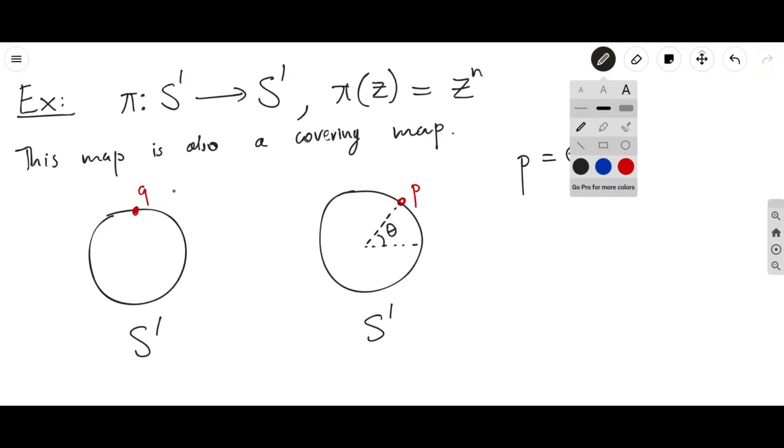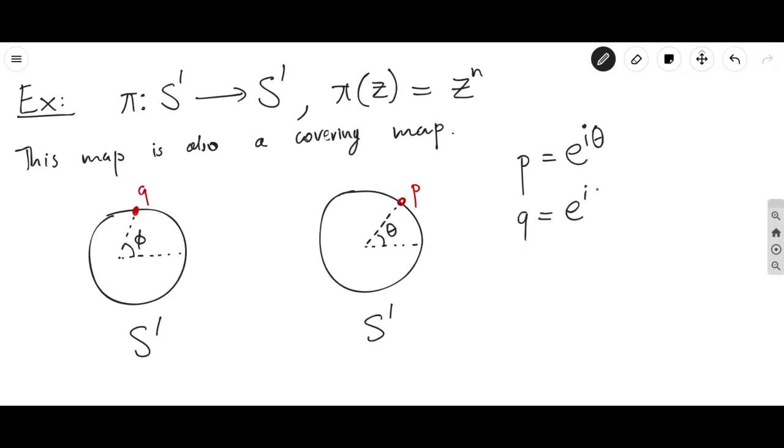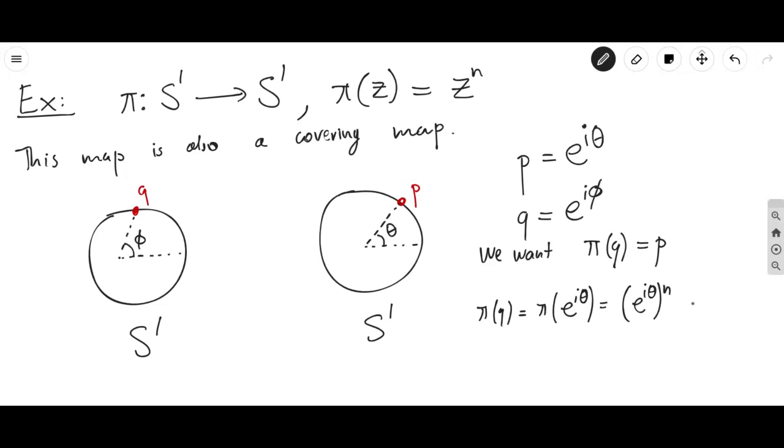Because that point is on the circle, it has its own angle, and let's call that angle phi. So Q can be written as e to the i phi. And we want pi of Q to be equal to P. So we're trying to argue that this mapping is surjective, so you're trying to find the point that gets mapped to it. Now, let's work this out. Pi of Q is pi of e to the i phi, so that's e to the i phi raised to the n.